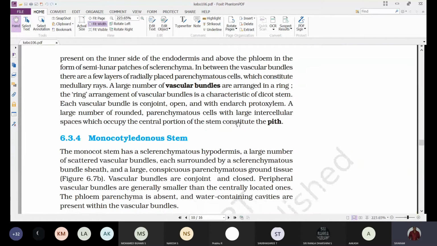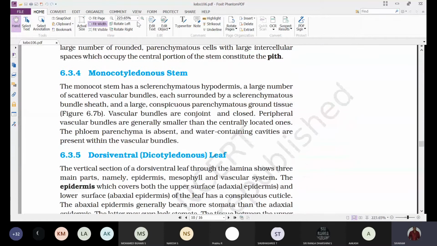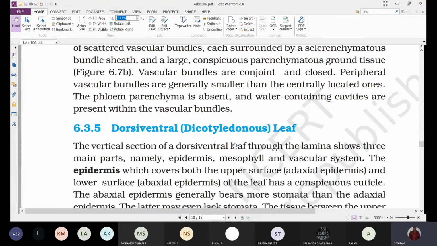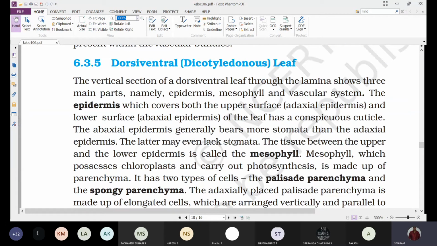That is about this monocotyledonous stem. Anybody is having any doubt regarding the dicotyledonous stem and monocotyledonous stem? Yes, sir. Got that? Okay, got the comparison between dicotyledonous stem and monocotyledonous stem.